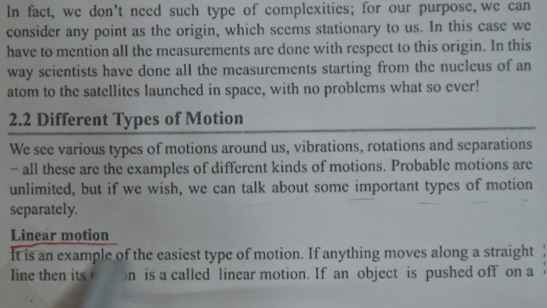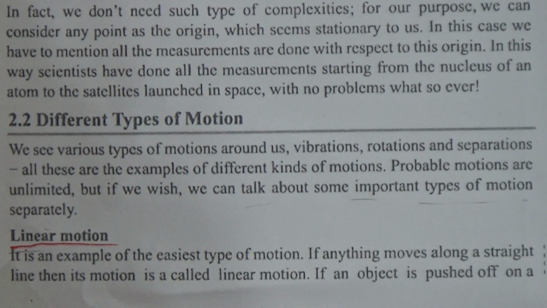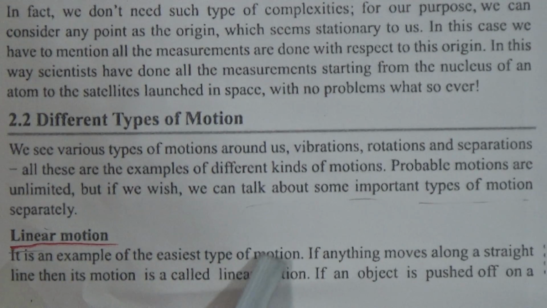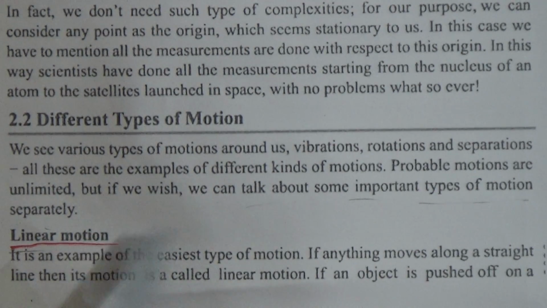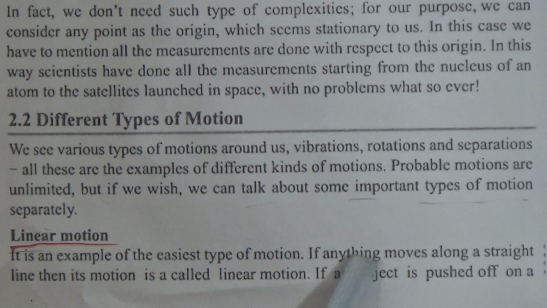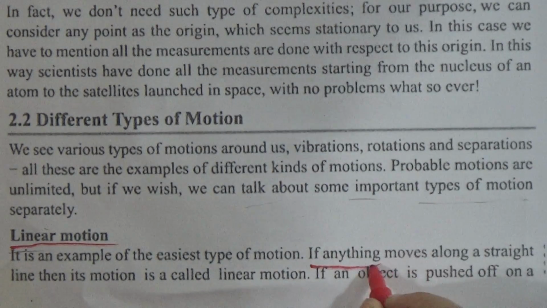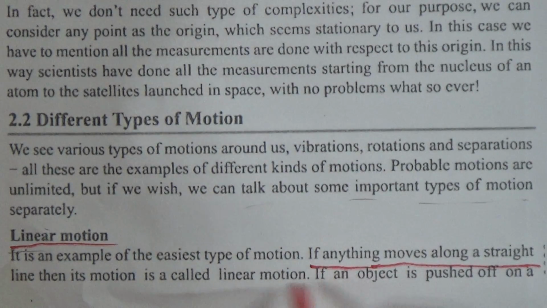And you have to memorize this definition also. This one is important for your question and answer. What is linear motion? It is an example of the easiest type of motion. Linear motion is the easiest type of motion, and if anything moves along a straight line, underline this one. This one is a question and answer also. You have to memorize this definition.